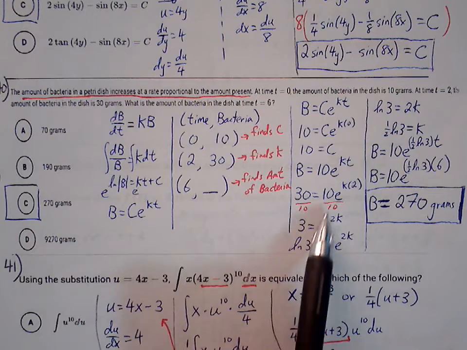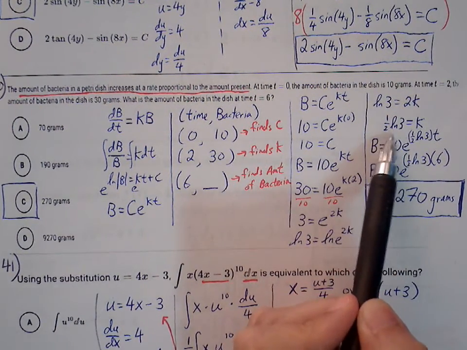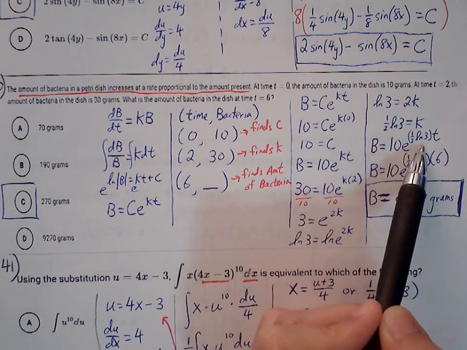Take the natural log of both sides. I can work my way to solve for k. Divide both sides by 2. K is 0.5 natural log of 3, or 1/2 natural log of 3.